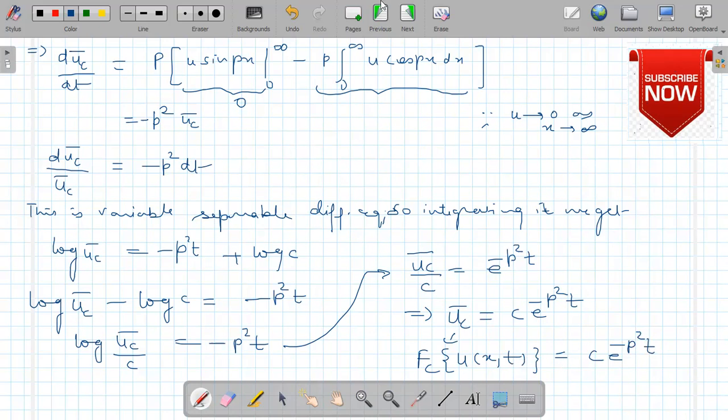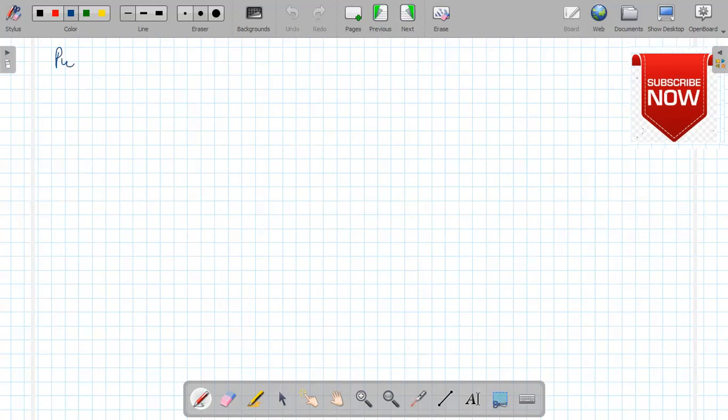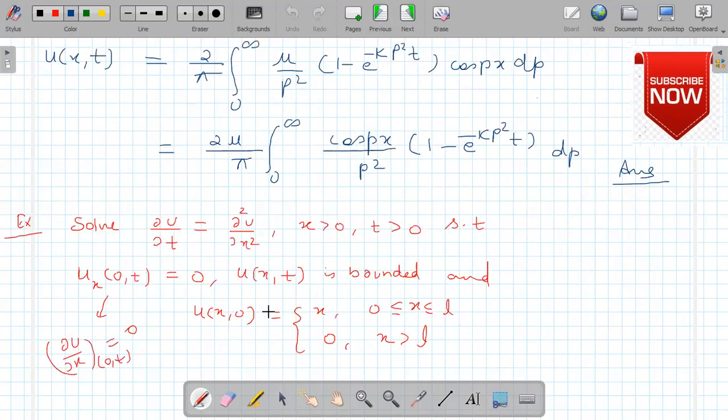So to find the value of c, we put t is equal to 0. We get Fourier transform of u(x, 0) is equal to c. The condition is given in the question, this one, u(x, 0) is x. So we'll take the Fourier cosine transform of this condition. Okay.